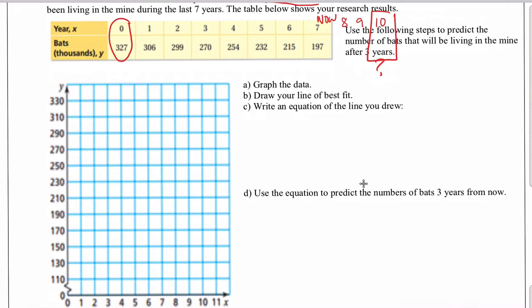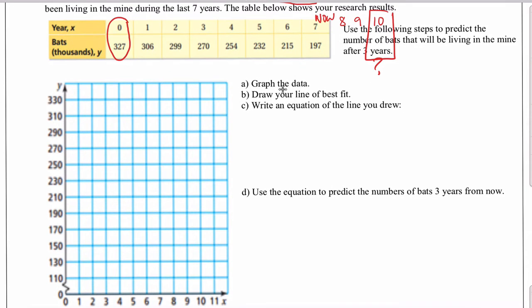So coming down here, we're going to graph our data first, which means graph these points up here. Year 0, 327, and we're going to go up to 310, 330, halfway between. That's a difference of 20, so this must be 320. 325 would be halfway again, so 327 is right about here, estimating best I can. Year 1, 306. There's 290. There's 310, so halfway between must be 300.